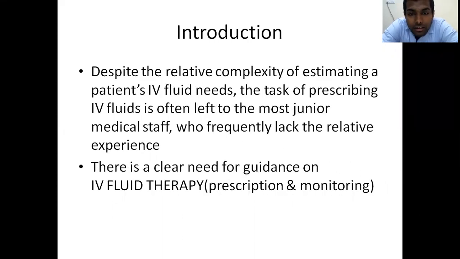Now, despite the relative complexity of estimating a patient's IV needs, this task is prescribed to the most junior medical staff, usually the nursing staff or the interns. And these people usually lack the relative experience. So there is a clear need for guidance on IV fluid therapy, which involves both the prescription and monitoring.